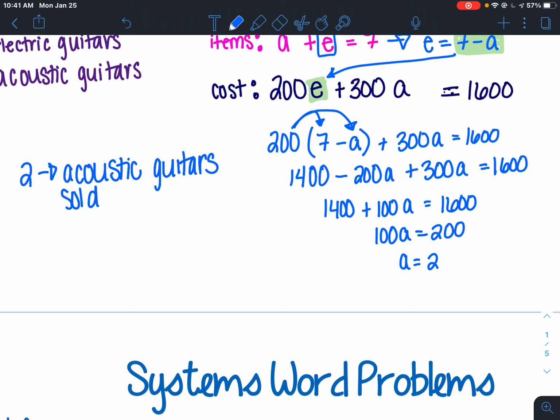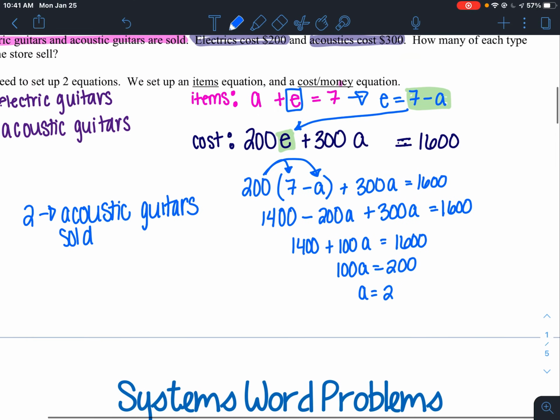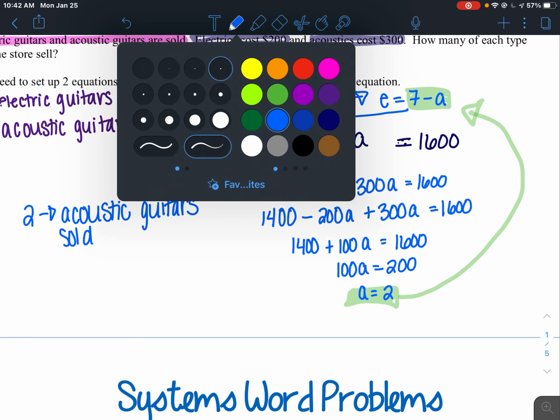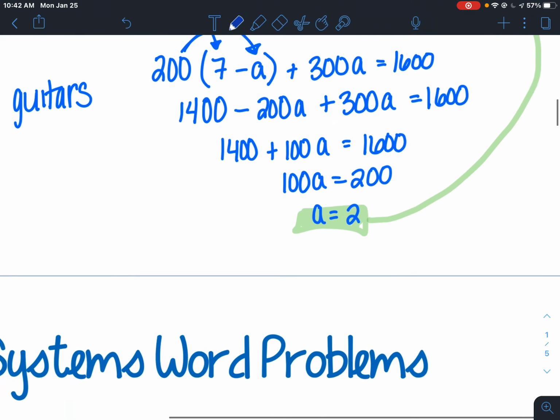But how many electric guitars were sold? Well, we'll highlight this to make it stand out. If we plug this back into one of the original equations, and I'll write that down for you so you can follow along.